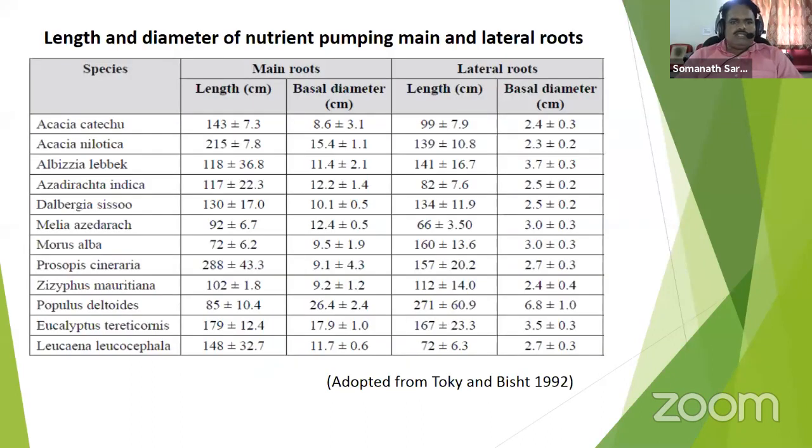These are some tree species and their root lengths, main root and some lateral and fibrous root systems. Among these species, Prosopis cineraria has the deepest root system, with a main root length of 288 centimeters, and 271 centimeters for Populus deltoides. It is a common tree species cultivated in Punjab and Haryana states. Its root system is fibrous and spreading.